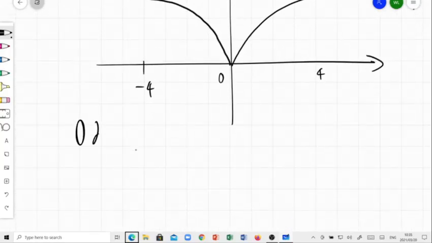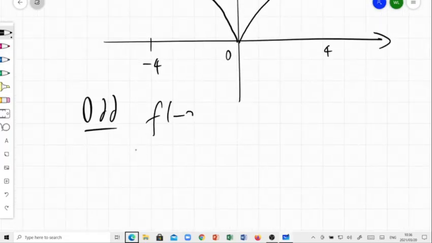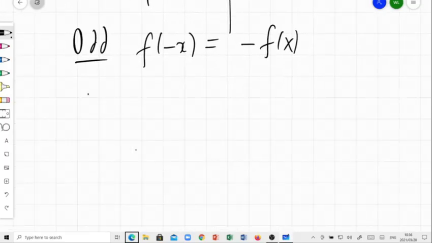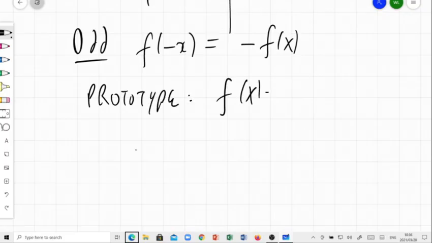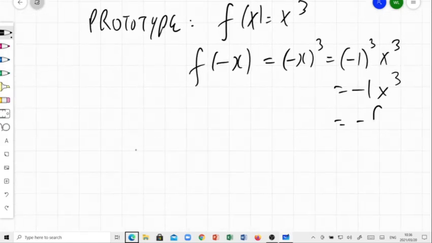For an odd function, I work with f of minus x. An odd function can detect when you are giving it a negative input. So in this case, I end up with negative f of x. A typical prototype of an odd function is odd powered functions like cubic functions, f of x equals x cubed. If I feed it minus x, I get minus x all cubed, which is minus 1 all cubed times x cubed. So this is just minus x cubed, which is equal to negative f of x.